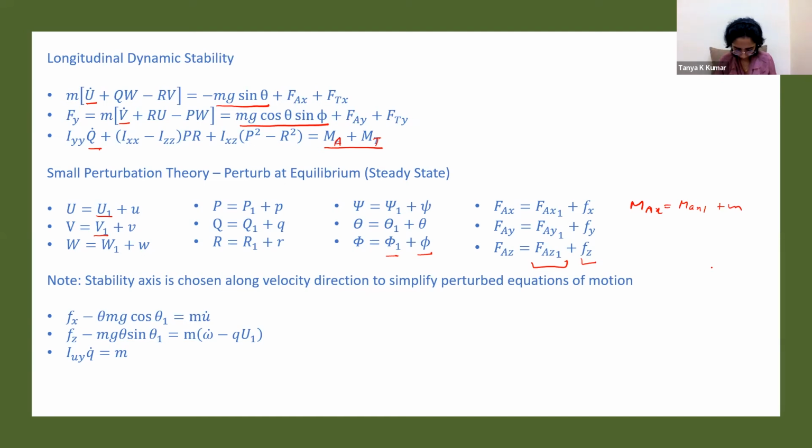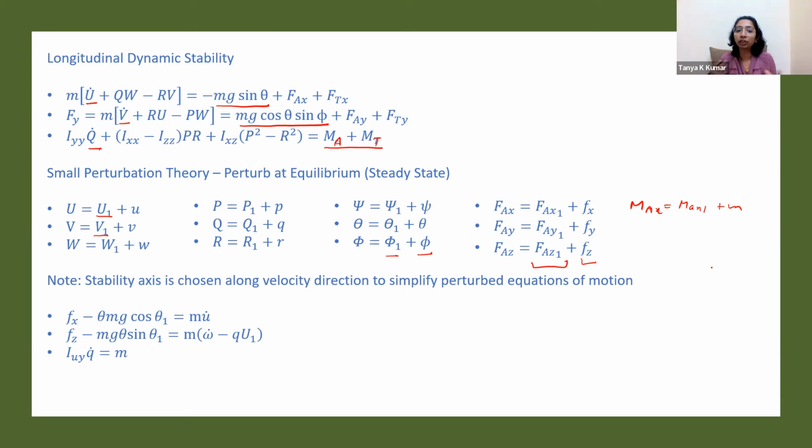Now here is when the stability axis comes into play. The stability axis is chosen along the velocity direction to simplify the perturbed equations of motion. When you take an axis that is aligned along the oncoming velocity, there are no components of velocity in the y direction and the z direction, because the x axis of the stability axis is aligned with the velocity. That is one simplification.